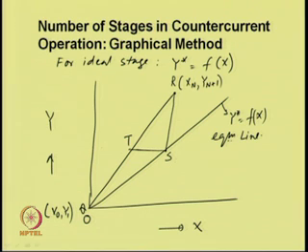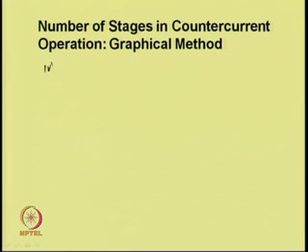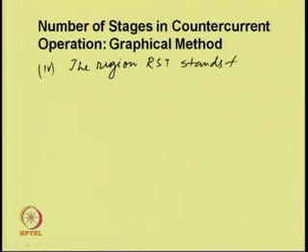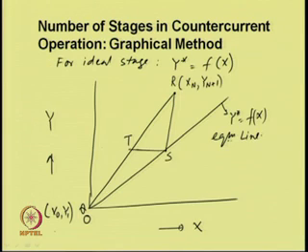So, this R S T stands for an ideal plate. So, the region R S T stands for an ideal stage. Now, we can proceed successively drawing the vertical line and the horizontal line. So, this is n, this will be n minus 1.